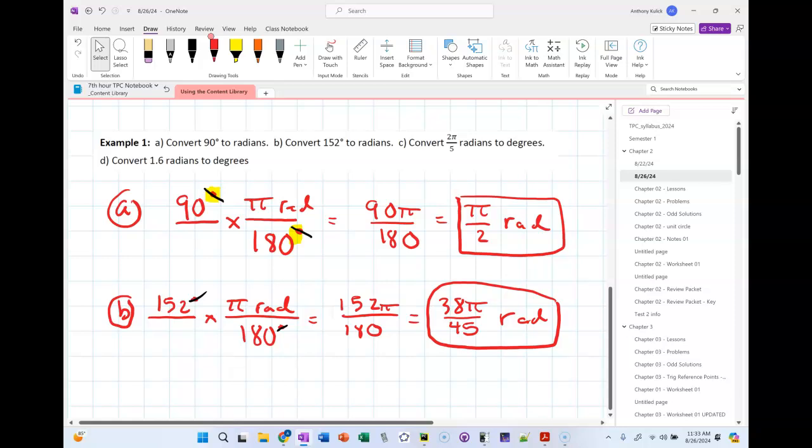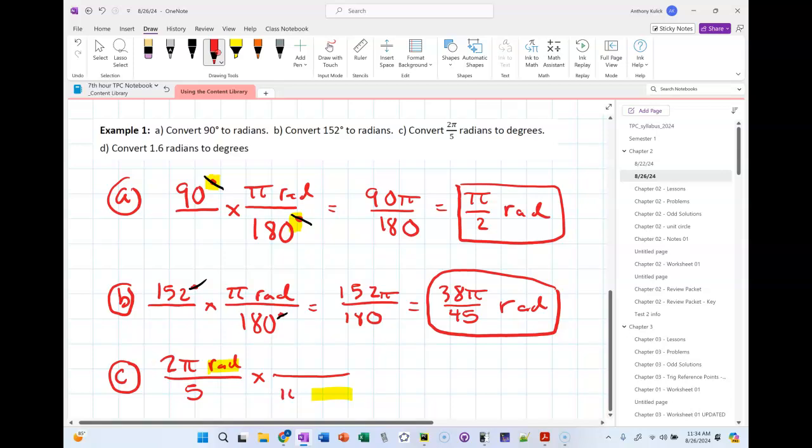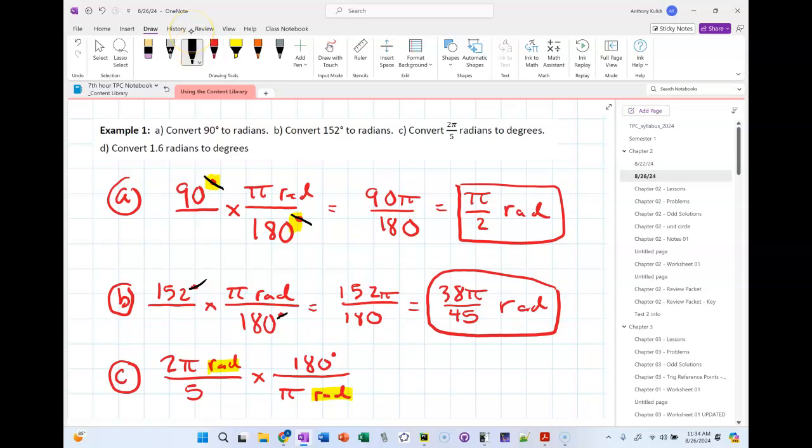So if I look at the next one, now it says to convert 2 pi over 5 radians to degrees. So this time, since radians is in the top, I know radians are going to be in the bottom. So I have that conversion factor will be flipped upside down. I'll have 180 over pi radians this time. Still okay, everybody?